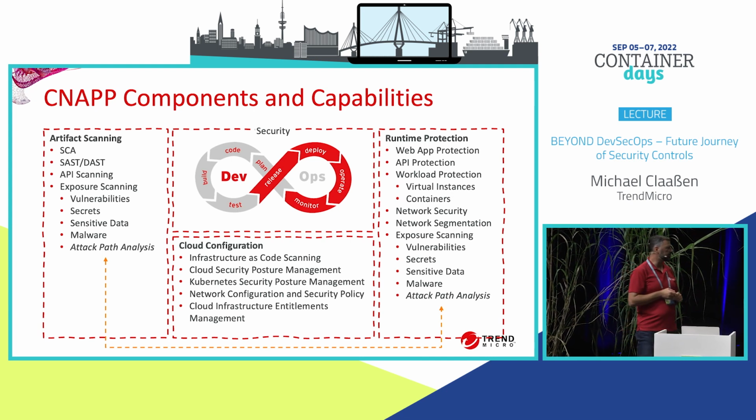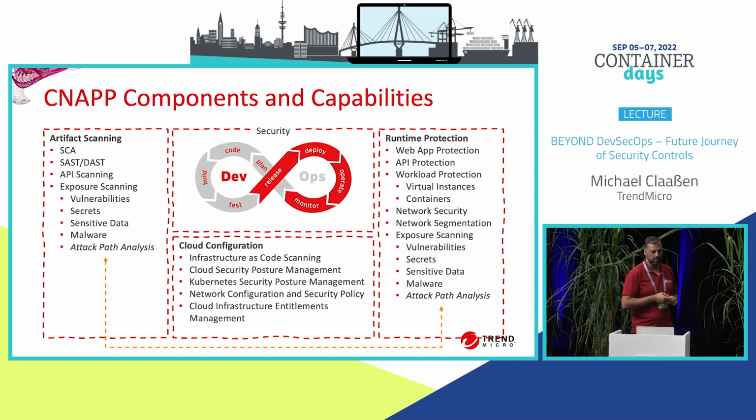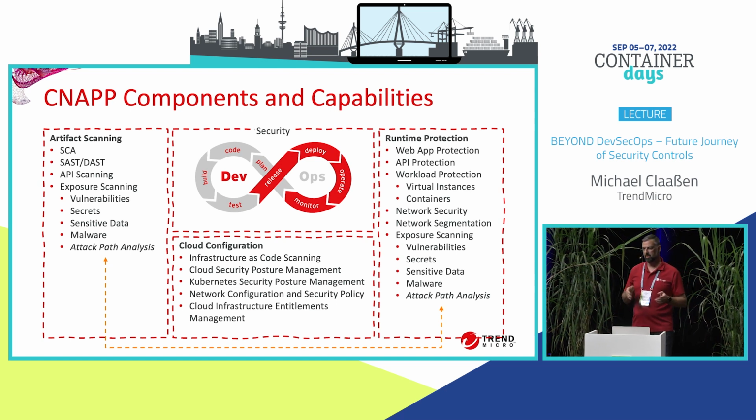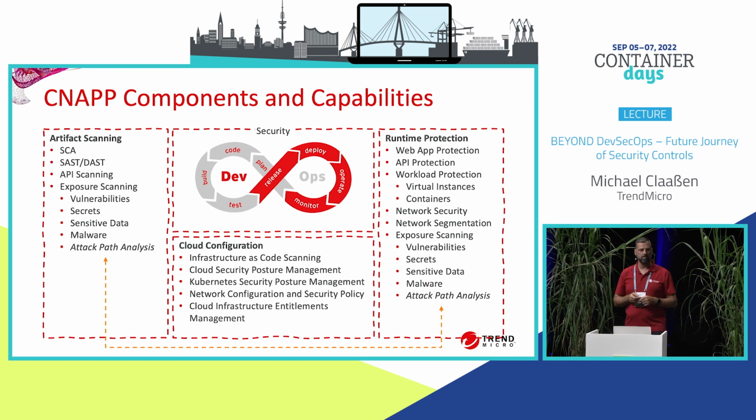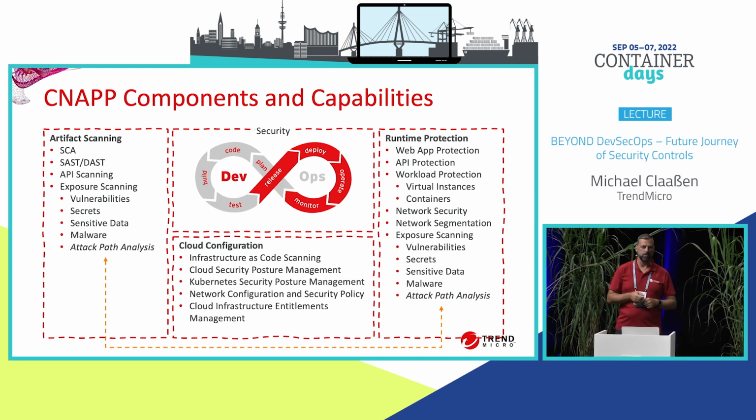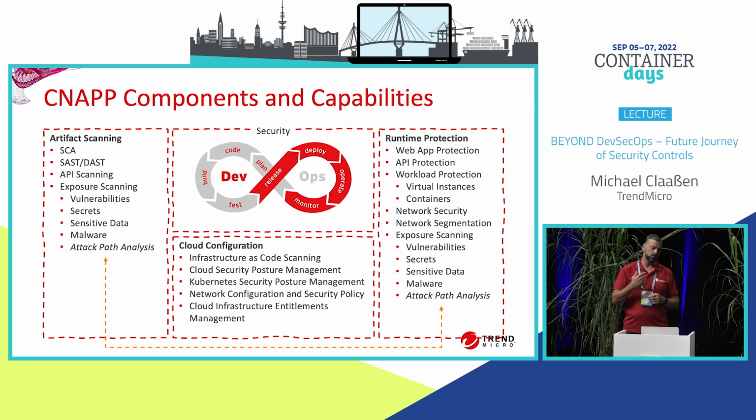You see this orange arrow beneath. So we have something called attack path analysis. So you gather the information from both sides, and then you can draw down the path your vulnerability or your risk will access your application in any case.